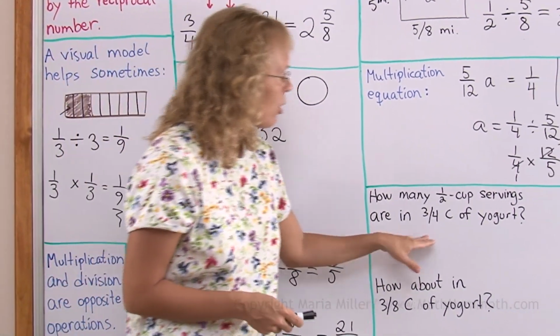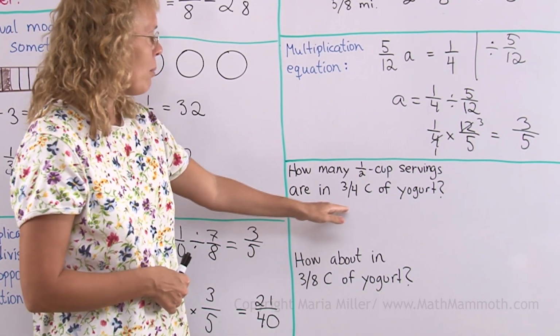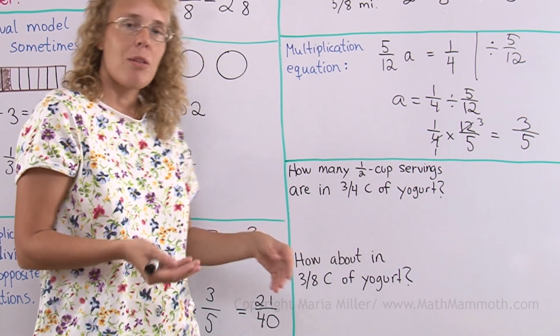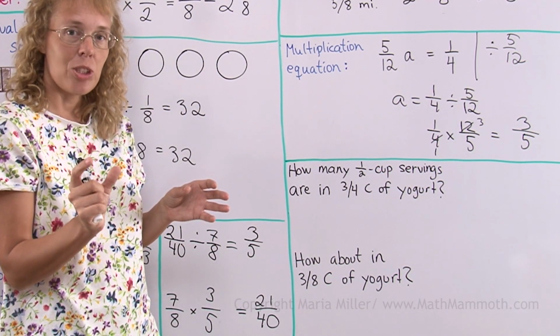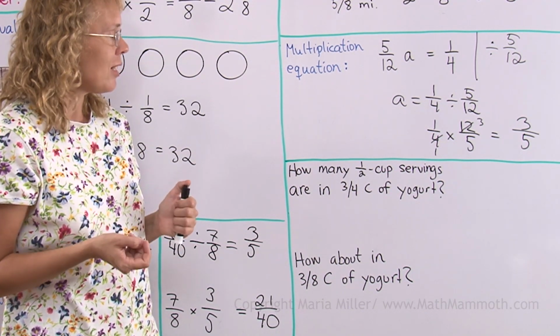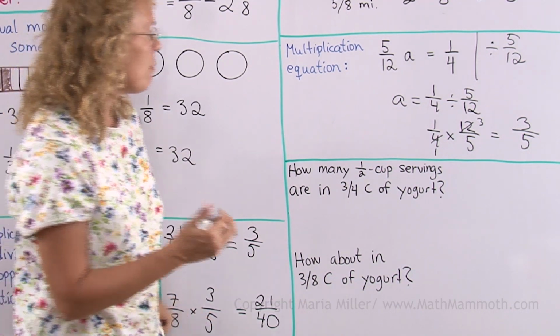Now this first one though, you can just figure out in your mind, you don't need to divide. How many 1/2 cup servings are there in 3/4 of a cup? Well, there will be 1/2 cup, and then the 1/4 cup left over, which is exactly half of 1/2 cup. So maybe you can see that it's exactly 1.5 servings. Okay, but let's divide too.